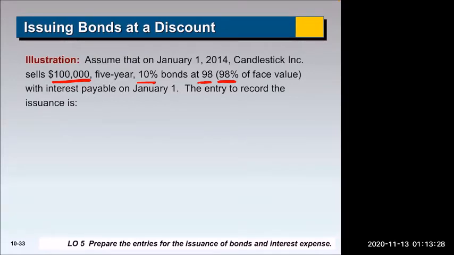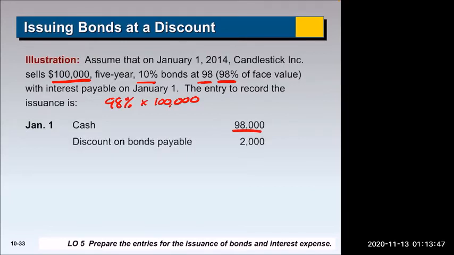But how much cash are you paying me? Well, it looks like you're only paying me 98% of the $100,000. I'm getting cash of 98,000. But how much do I owe you again? I owe you 100,000. So not only am I going to be paying you $100,000 a year times 10%, $10,000 of interest. I'm sorry, I was still on that other example I was doing. $10,000 of interest.